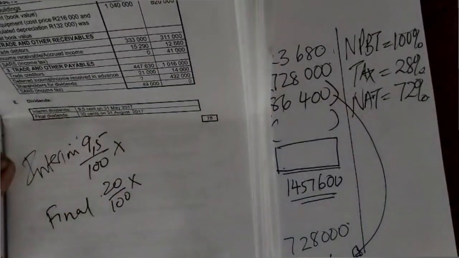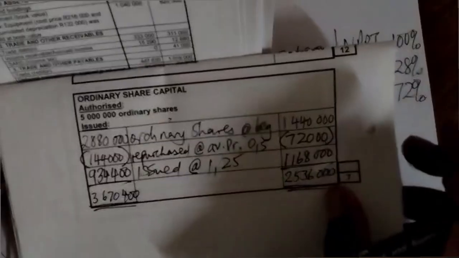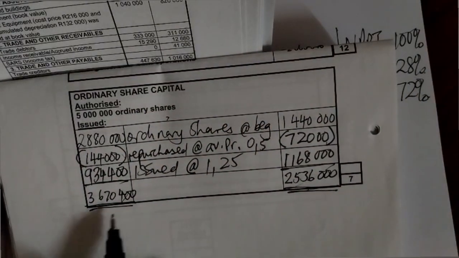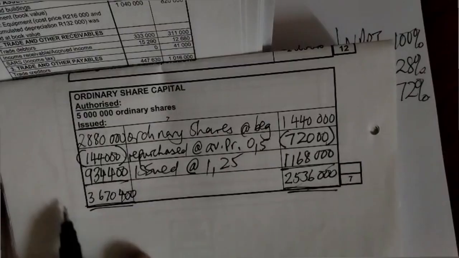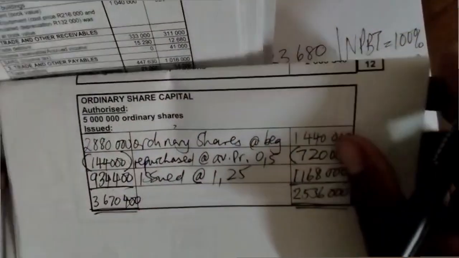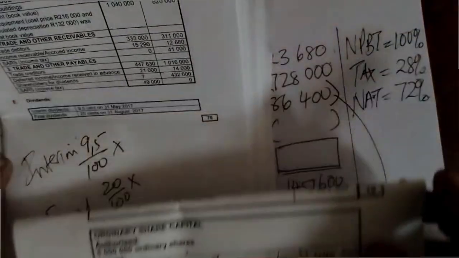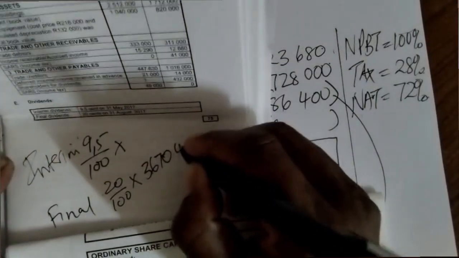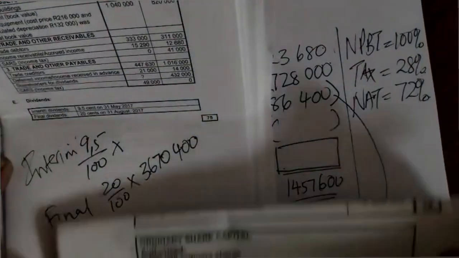What becomes critical is to check the number of shares, and what will assist us is to look at what we've already done here. At the end of the year, when we did our ordinary share capital, we discovered that this is the number of shares qualifying for the final dividend. So here I'm going to multiply by 3,670,400. That's my final.